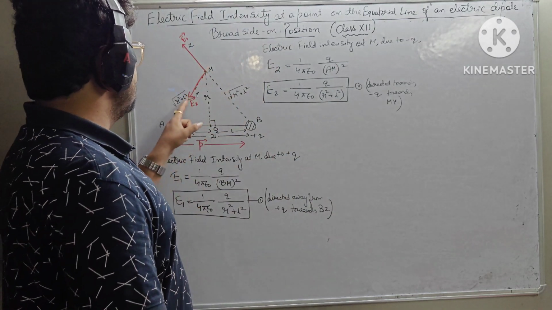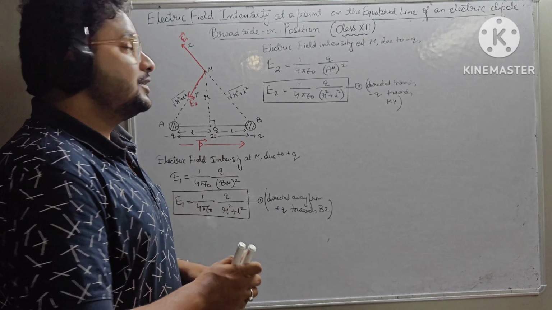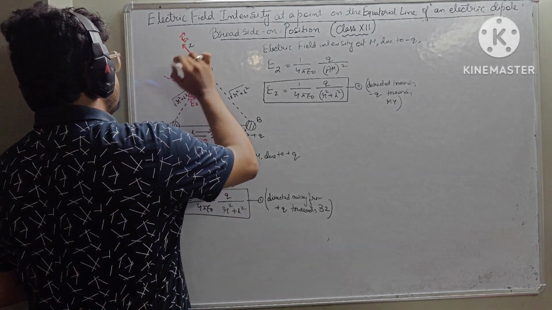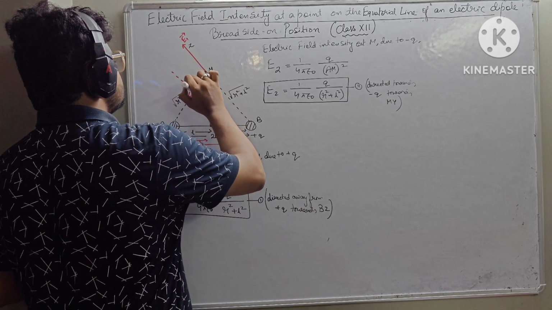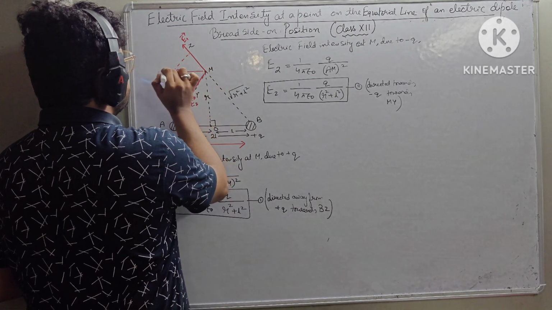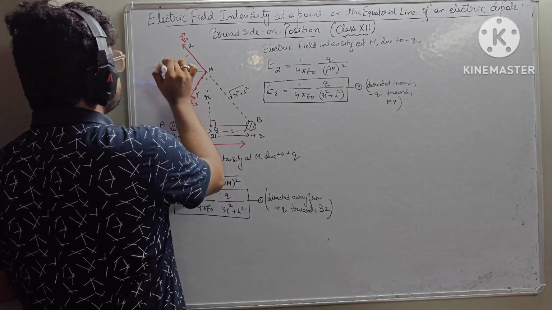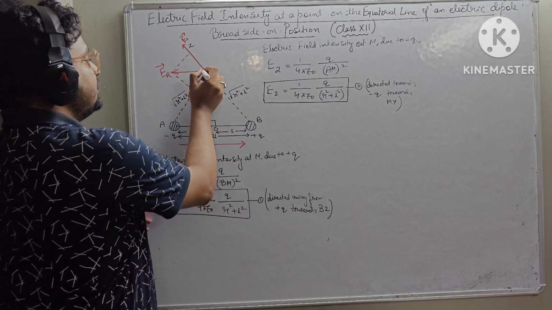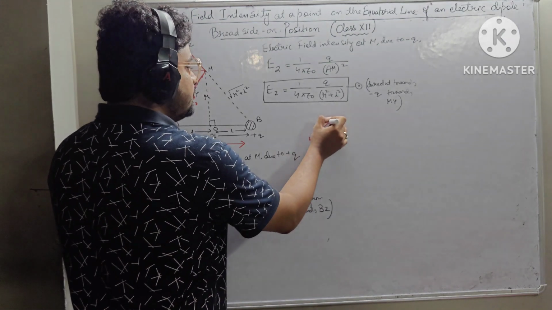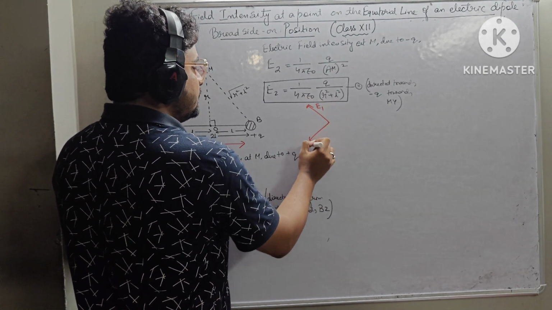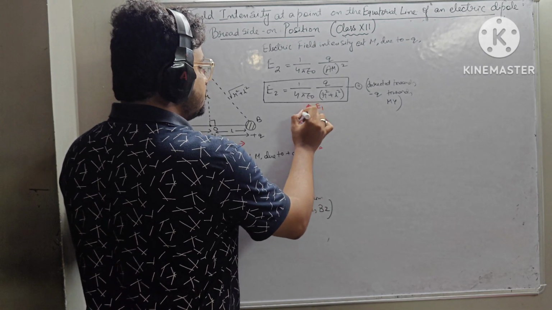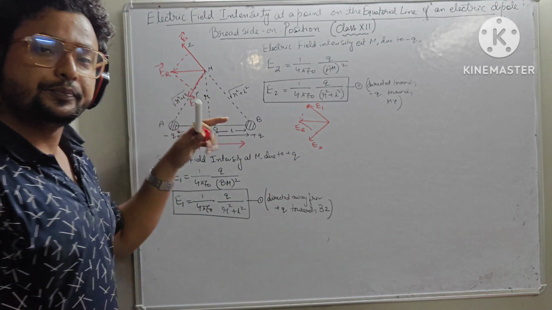Okay. Now see, this is one vector, this is another vector. So the resultant, I can use the parallelogram law of vector addition to find out the resultant electric field intensity. This is E1, this is E2. So the resultant electric field intensity is going to be in this direction. By using the parallelogram law, we can find it.